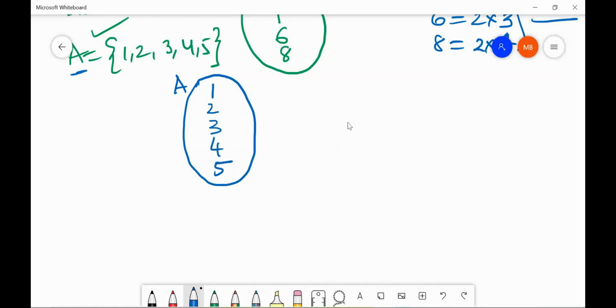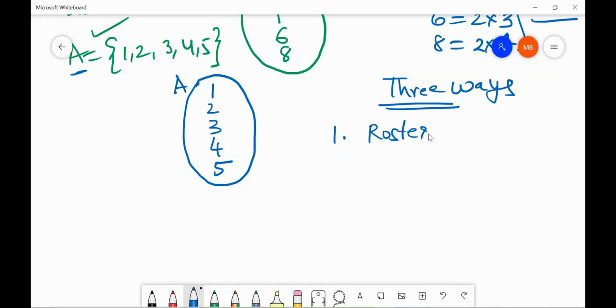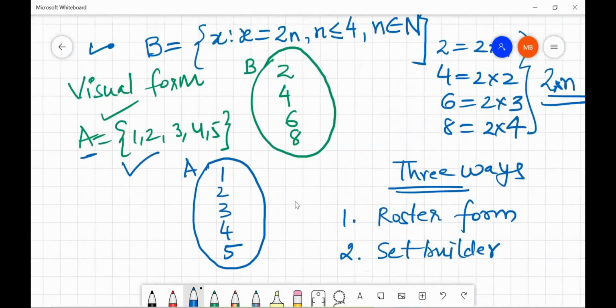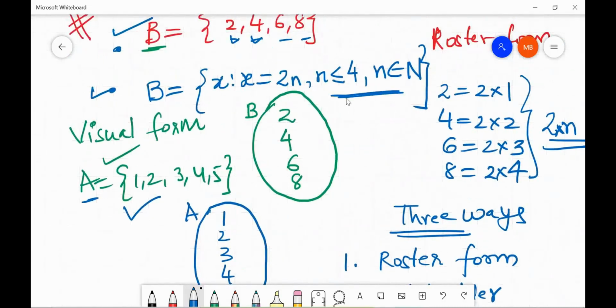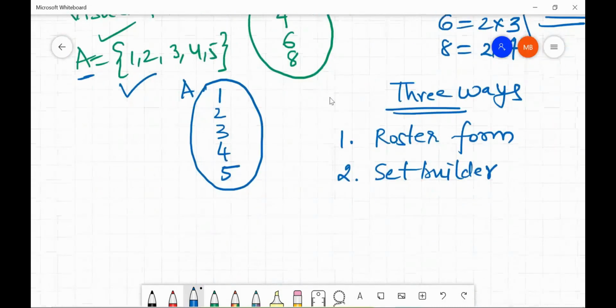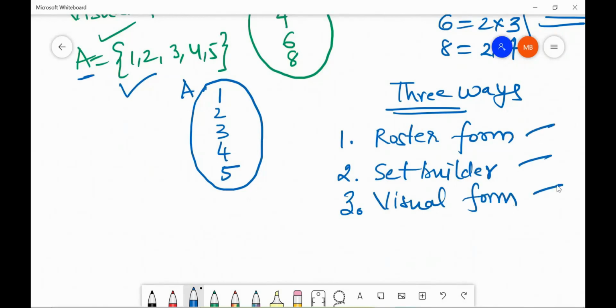So what we have discussed is that there are basically three ways of representing a set. The first one, the roster form. So this is in roster form. The second one is the set builder form. I'll scroll up for you. This is an example of set builder form. And the third one, the easiest one, is the visual form, the visual method. So these are the three ways or methods through which we can represent a set.